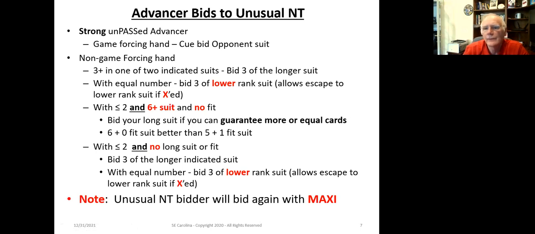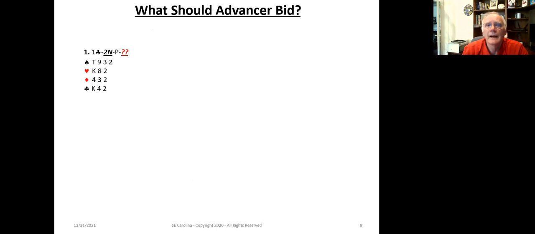Okay. Note that if your partner, the overcaller, the person who bid the unusual notrump, has a maximum hand, they're going to bid again. You don't have to worry about it. They're going to take over the captaincy of the auction and bid again. All right, let's take a look at a couple of examples.